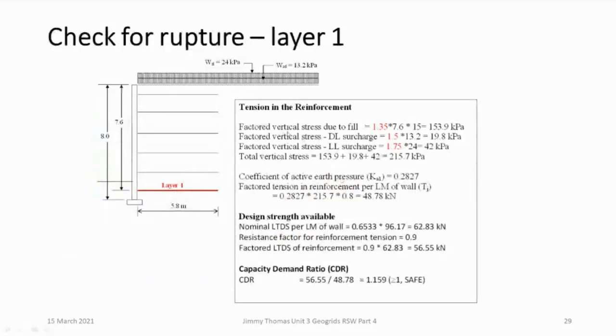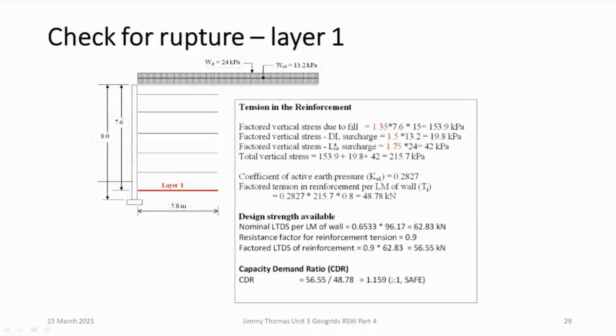So the factored vertical stress due to fill is, again, the most critical when the tension in the reinforcement is maximum. So that means we have to get the maximum value of the vertical forces. So we use the corresponding load factors. For the weight of fill it is 1.35. So 1.35 into the height above that layer, 7.6, into the unit weight 15. So we get this. Similarly, the dead load surcharge, 1.5 into 13.2.